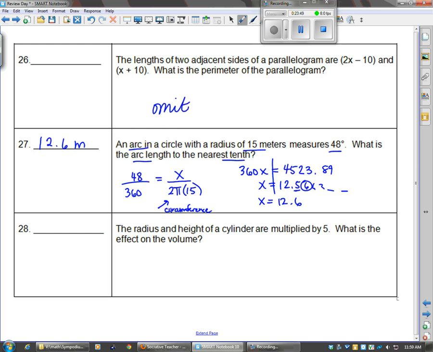Okay, last one, the radius and height of a cylinder are multiplied by 5. What is the effect on volume? Volume has 3 dimensions, 2 of which are radius, the third of which is height. If each of those is multiplied by 5, my volume change is 125 times bigger.